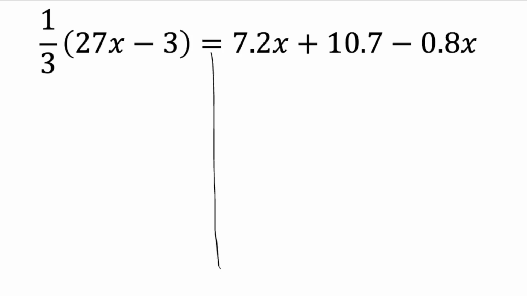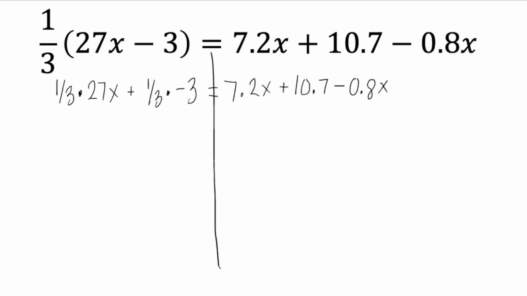First, perform the distributive property. Distribute 1/3 to both terms inside the parentheses by multiplying 1/3 by 27x and multiplying 1/3 by -3. One-third multiplied by 27x equals 9x. 1/3 multiplied by -3 equals -1.